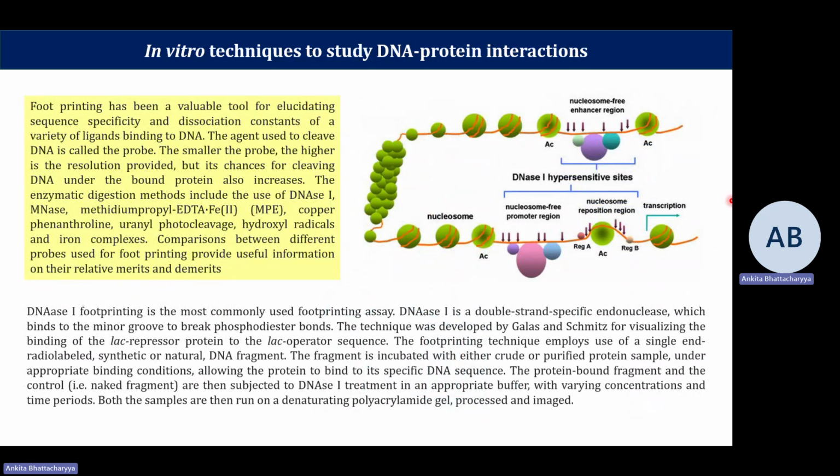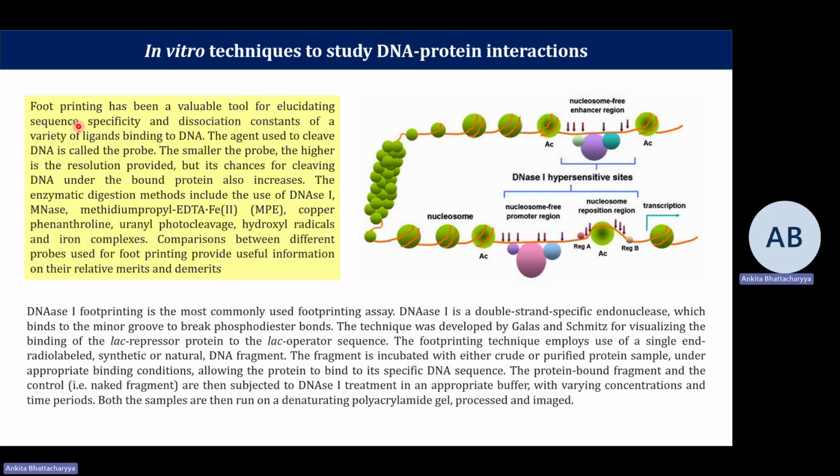Then these are DNase 1 hypersensitive sites which are accessible to DNase 1 and it can chop them up. This is also the technique that I talked about later on, apart from ATAC-seq, another method. So footprinting has been a very valuable tool for elucidating sequence specificity, the dissociation constant of a number of different ligands which bind to DNA.